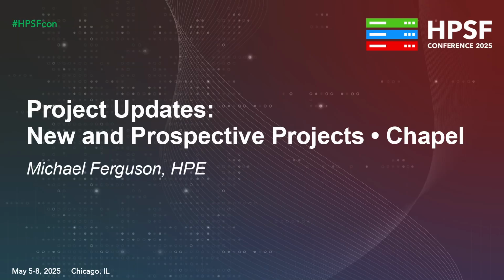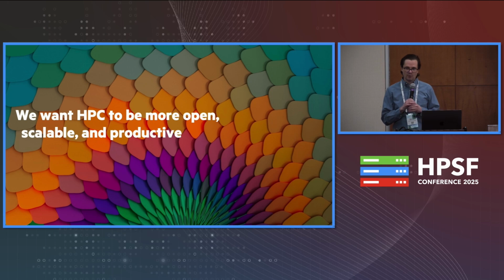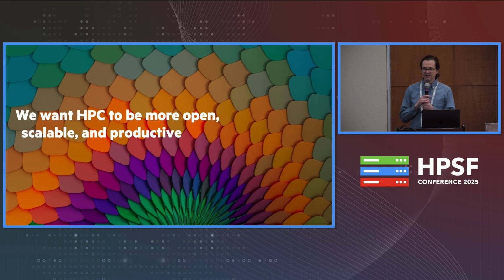So we're talking about the Chapel programming language, and like many here, we want HPC to be more open, scalable, and productive. By open, not only open source, but also open to new people, easier for new people to come in and do something. Scalable, in HPC, we all know and love scalability, getting more performance when you add more resources. And productive, we want new people and expert people to be able to develop HPC software more quickly.